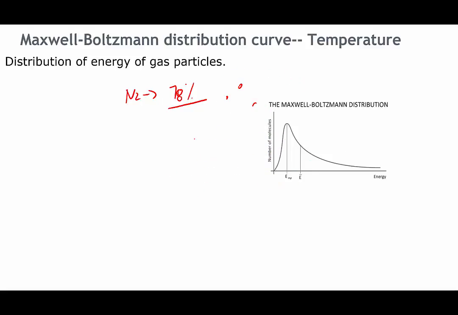Now, what is the Maxwell Boltzmann distribution? Basically there are two people, Maxwell and Boltzmann.